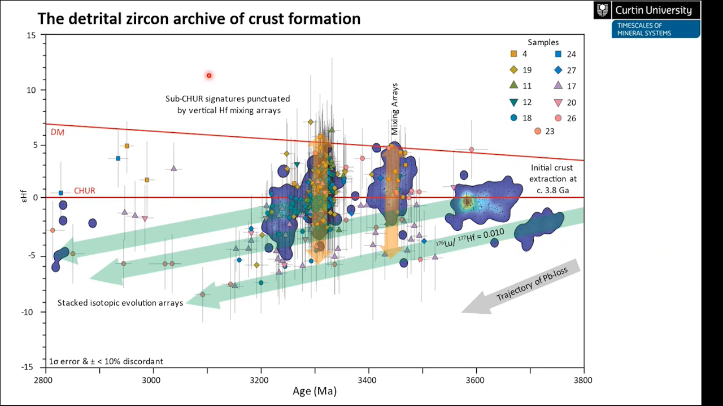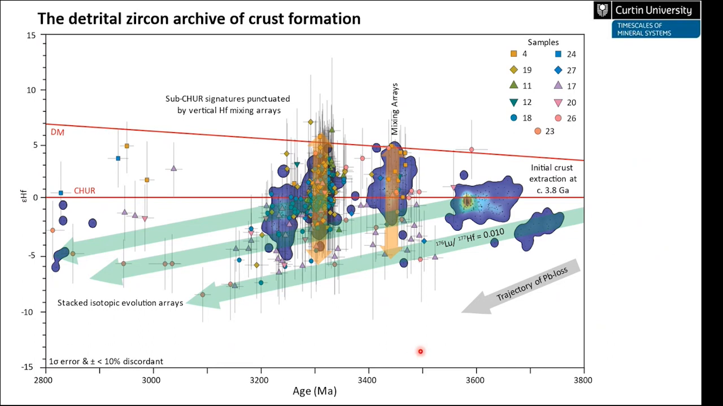So, the detrital zircon archive of crust formation. Here we have an epsilon hafnium plot for the Pilbara age zircons. We can say that the detrital record of the East Pilbara terrain closely tracks and conforms to the crystalline record here in terms of ages. However, a notable record of detrital zircon sits beneath CHUR and appears to represent more evolved lithologies not readily represented in the crystalline record.